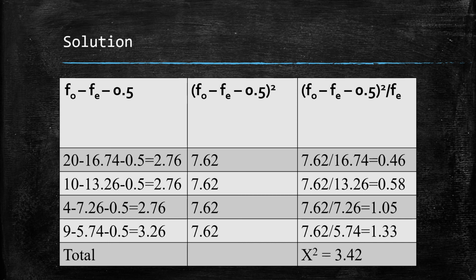For calculating chi-square, what we do is we just subtract 0.5 from the difference of observed frequencies and expected frequencies. Then we square this value. Then the squared value is divided by the expected frequency. So the only thing that you have to do is subtract 0.5 from the difference of observed frequencies and expected frequencies. The total you will get here is 3.42. This is the chi-square value.